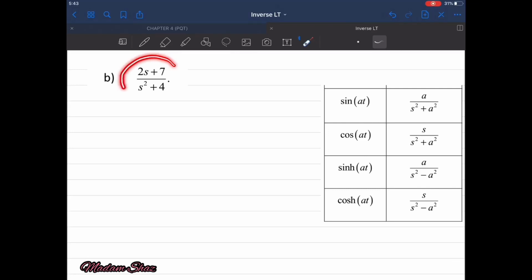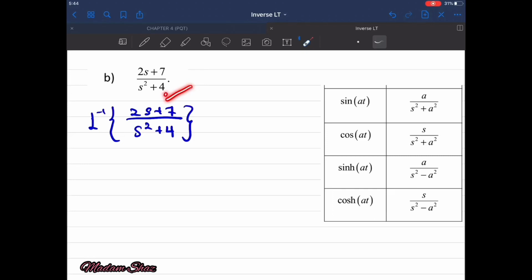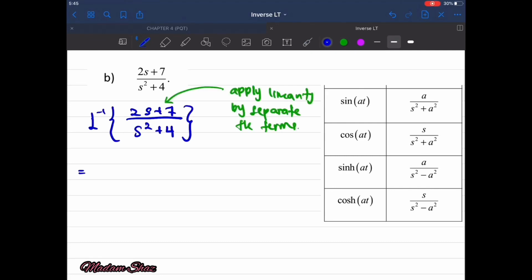Okay, now let us continue for the example B. You are given F(s) equal to 2s plus 7 divided by s square plus 4. So the first thing, you have to write the Laplace inverse, curly bracket for the whole thing. So if we have a plus or minus operation at the upper side, means that you have to apply the linearity properties. So you have to separate the terms 2s plus 7.